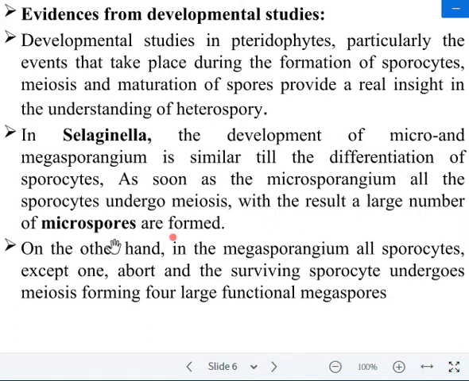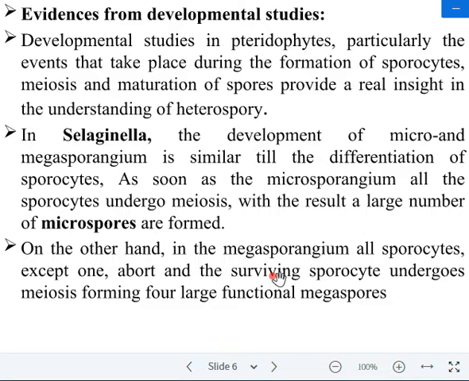As a result, a large number of microspores are produced. On the other hand, during the development of the megasporangium, all sporocytes except one become aborted; the remaining degenerate. As a result, a limited number of megaspores are formed. So this is the classical example. On the basis of this example, you can understand heterospory on the basis of developmental stability.